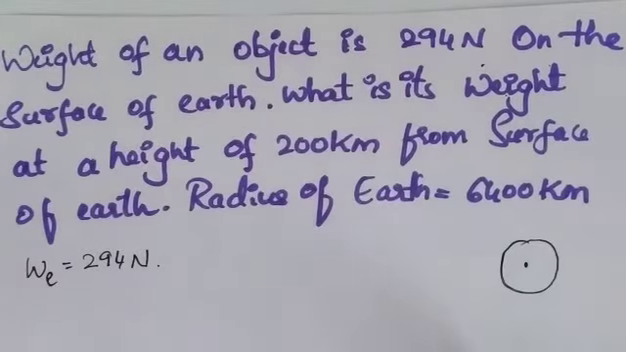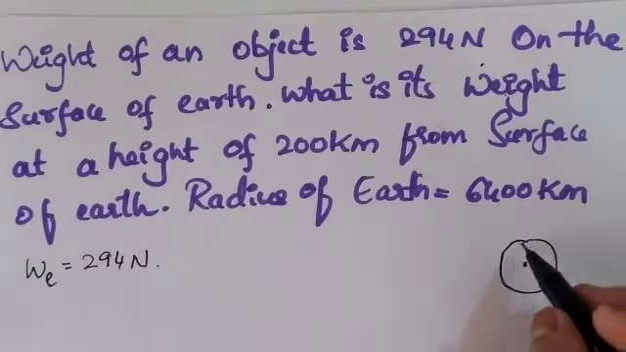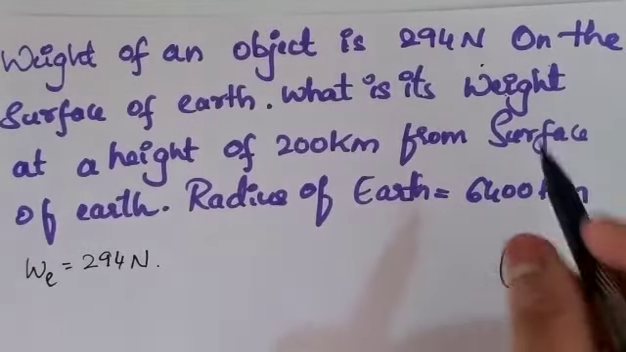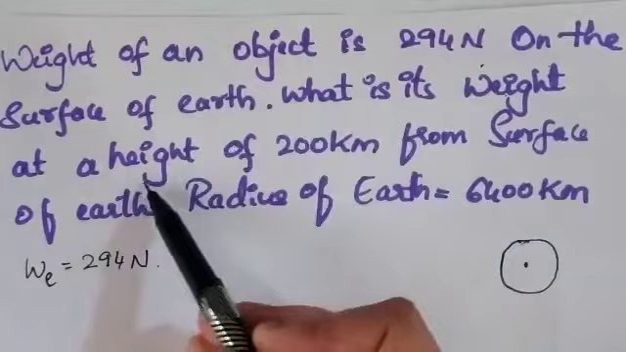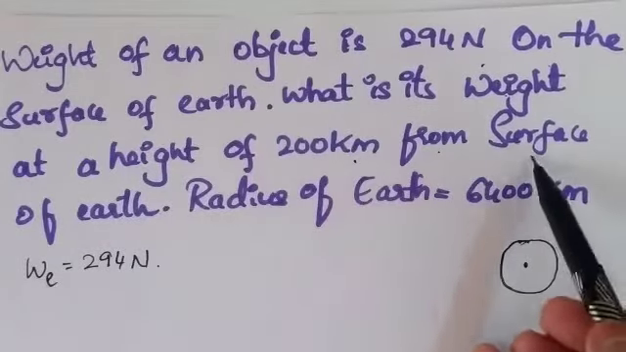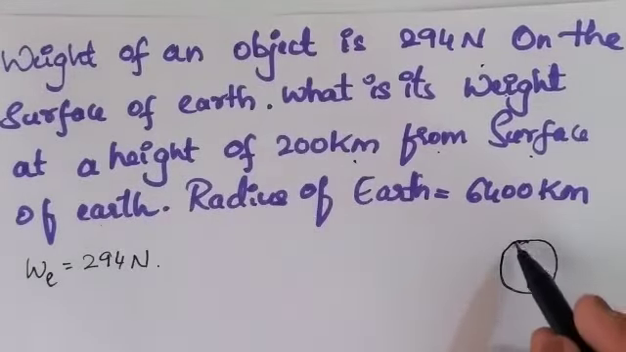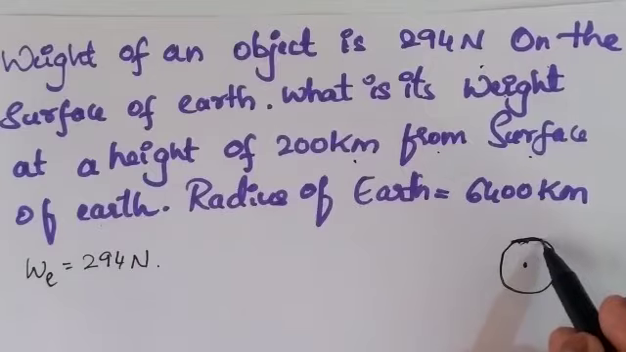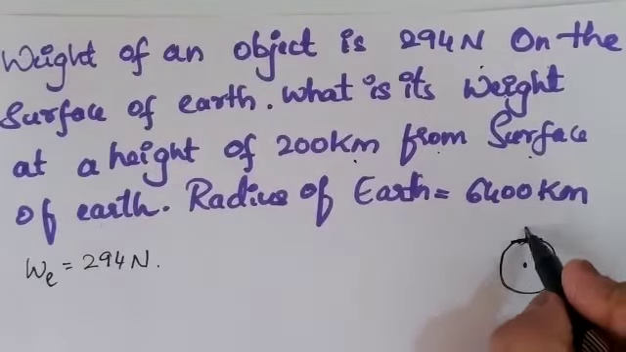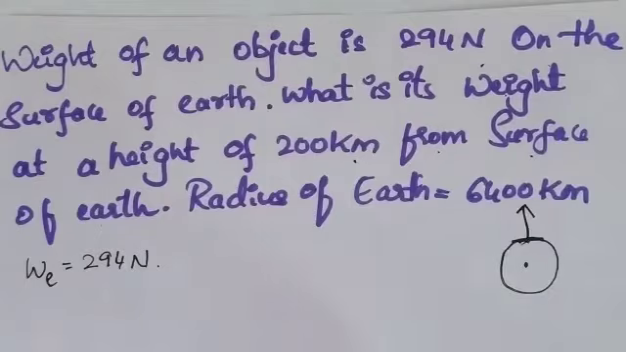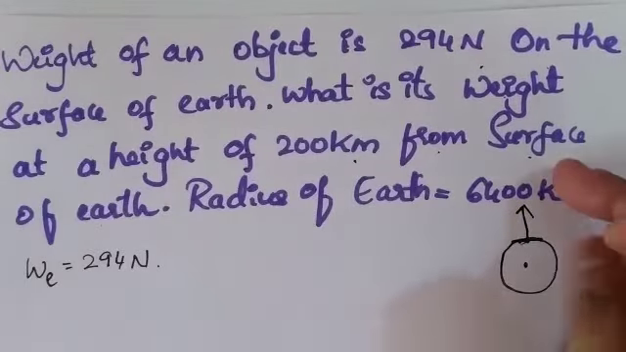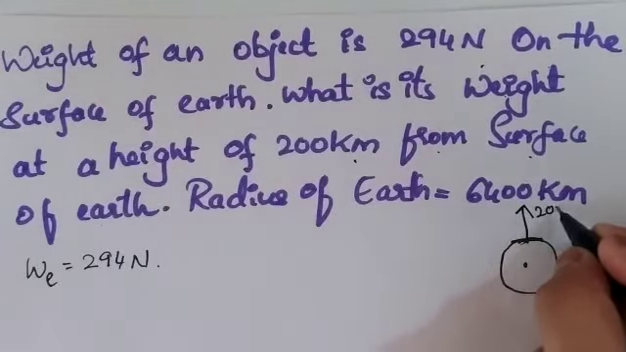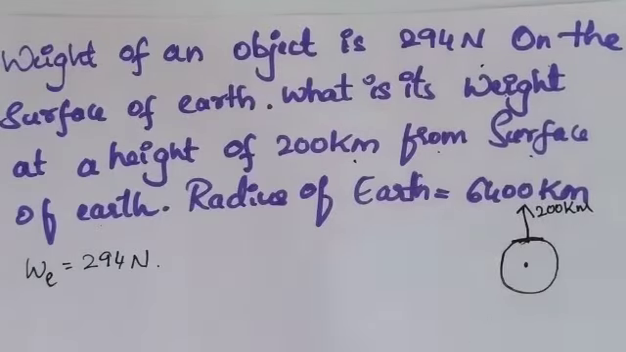Here in the center, you consider an object is placed there. Now, for example, they are asking what is its weight at a height of 200 kilometer from the surface of Earth. So this is the surface of Earth. From this surface, 200 kilometer above, what is the weight of that object? Same object we want to consider.